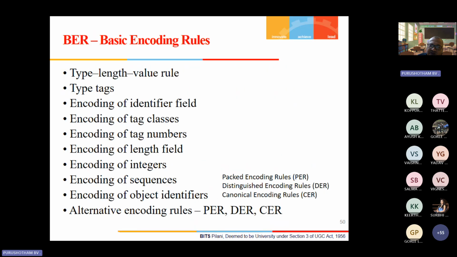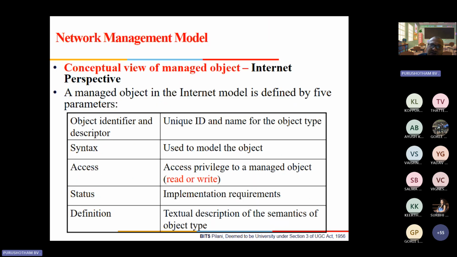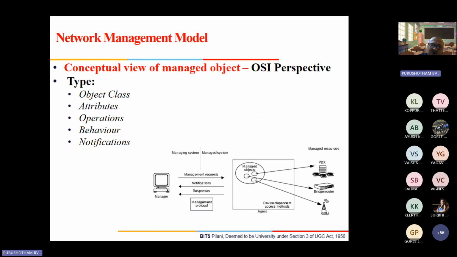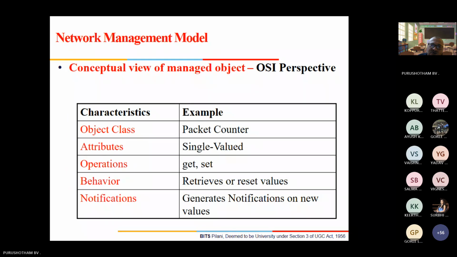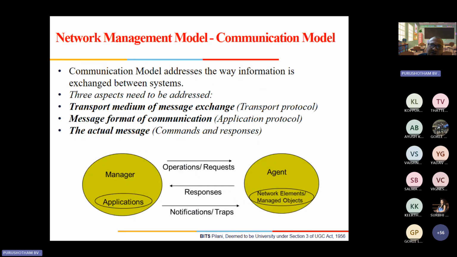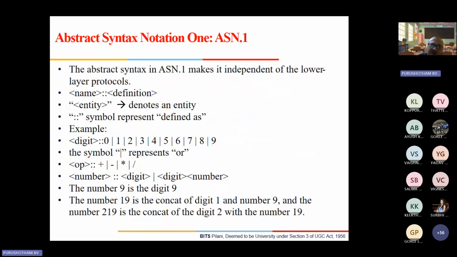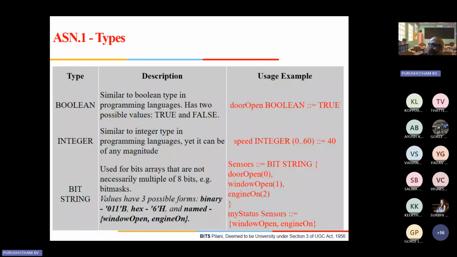So other alternates to BR or PR, DR and CR are the things. This is the network management model. So, a conceptual view of this entire thing we discussed. Then with respect to that, how do we define within the ASN that we discussed?